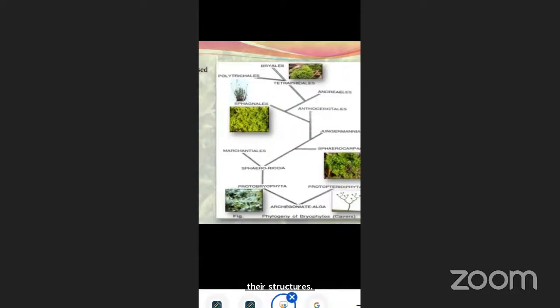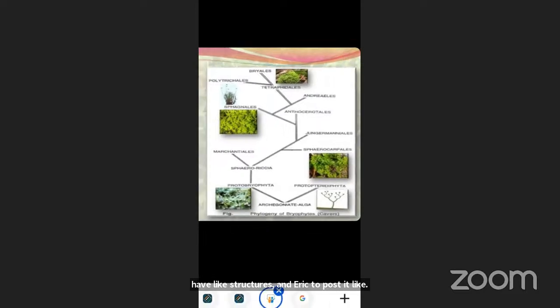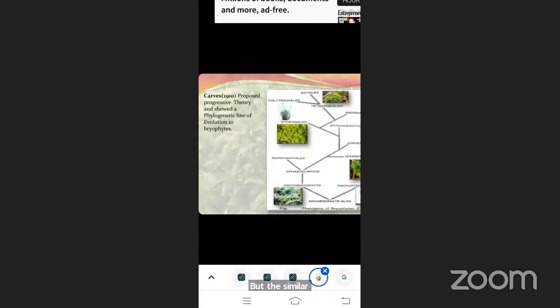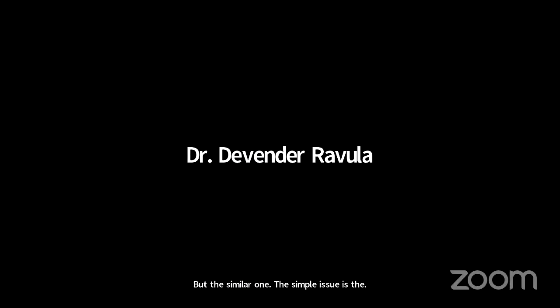Okay, Bryophyta have leafy-like structures, and erect to prostrate structures are present. Clear? But the similar one with simple tissue is the Marchantiales here. Okay, clear?